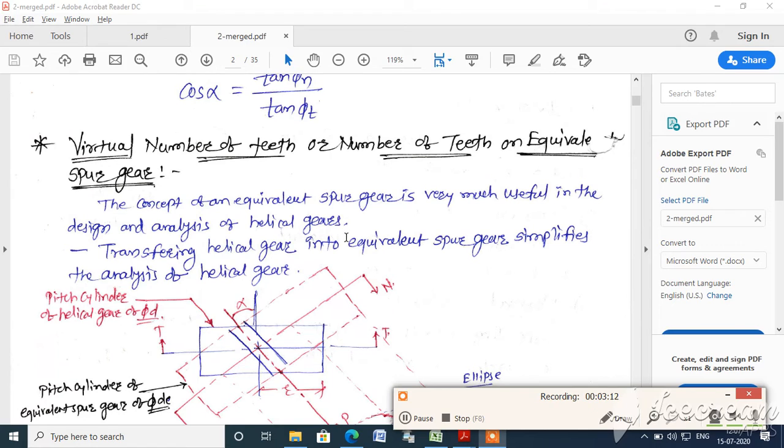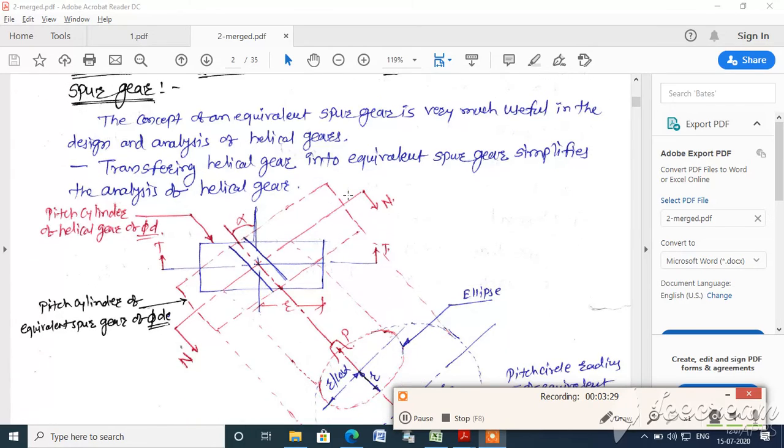Now we have to see virtual number of teeth, or number of teeth on equivalent spur gear. This question is many times asked in the exam for short notes, and even in solving problems this will be helpful. So here I have drawn a figure. This is, let us say, a gear. Here TT is the transverse line, and when it is inclined at an angle alpha, this is the dotted projection I have shown, and this is the normal NN.